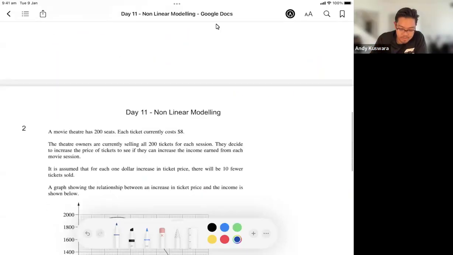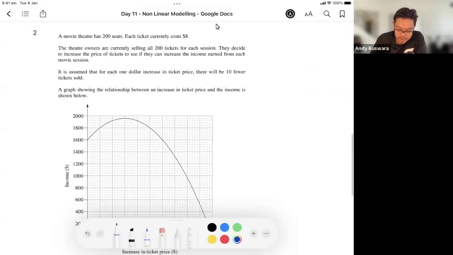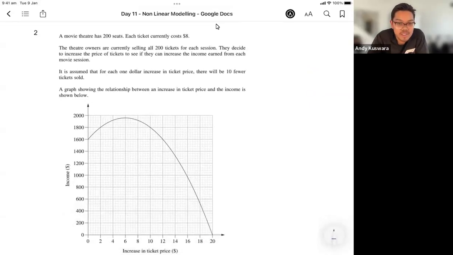Now, this next one is going to take a little bit more effort, I think. It says a movie theater has 200 seats. Each ticket currently costs $8. The theater owners are currently selling all 200 tickets for each session. They decide to increase the price of tickets to see if they can increase the income earned from each movie session. By the way, $8 for a ticket, you are dreaming. I don't know when this question was written. It is assumed that for each $1 increase in ticket price, there will be 10 fewer tickets sold. A graph showing the relationship between an increase in ticket price and the income is shown below.